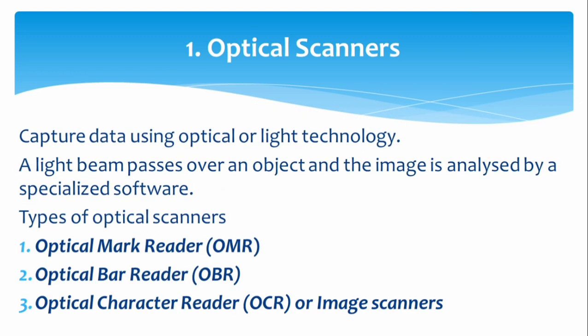Optical scanners use light technology, which is a light beam that is passed over an object to capture that image. It is then used by specialized software to be stored digitally. So there are three optical scanners. We have OMR, OBR, and OCR. OMR is optical mark reader, OBR is optical bar reader, and OCR is optical character reader.